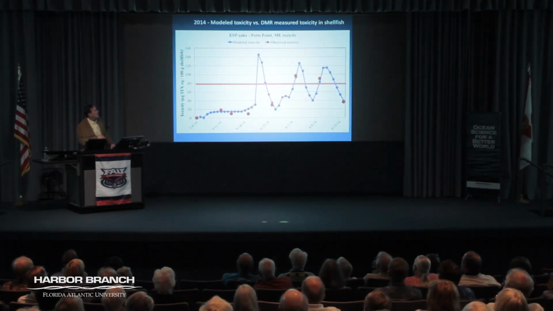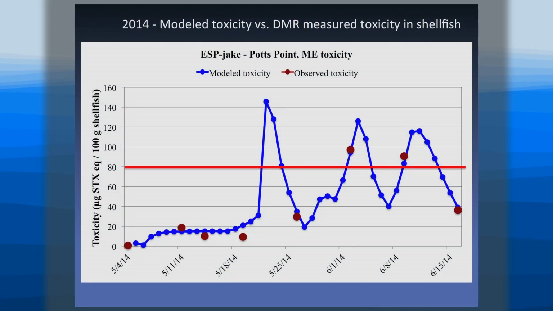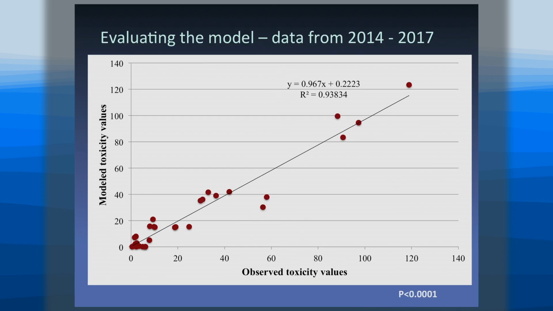We look at the other example I gave you. Again, an extremely good fit to the data, but also these kind of peaks that we're not necessarily seeing in the state data. And we've done this for a number of different years, and this is a rather remarkable result where we've got our modeled toxicity in the ESP plotted versus what's observed in the state shellfish records, and you see this very good straight line, extremely strong and statistically significant regression.